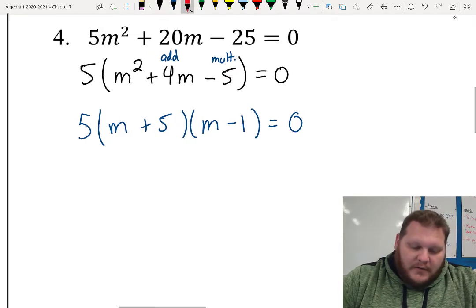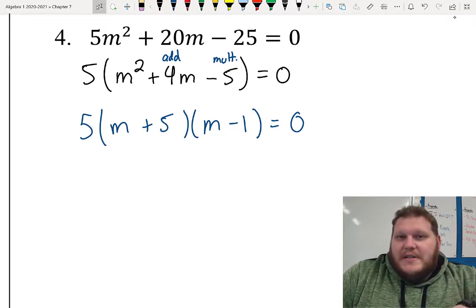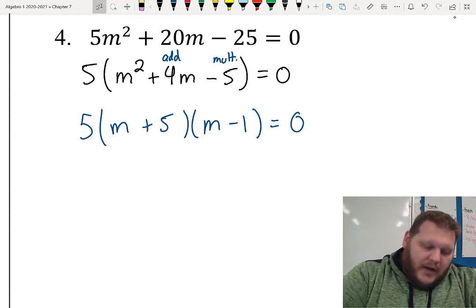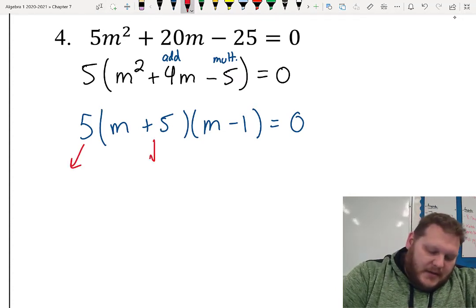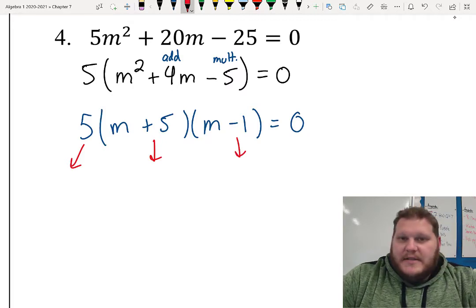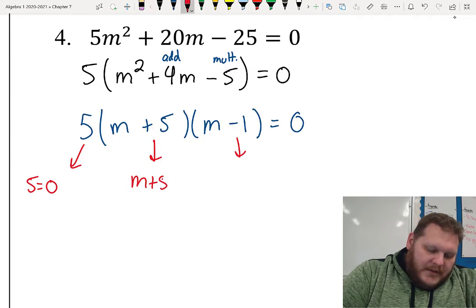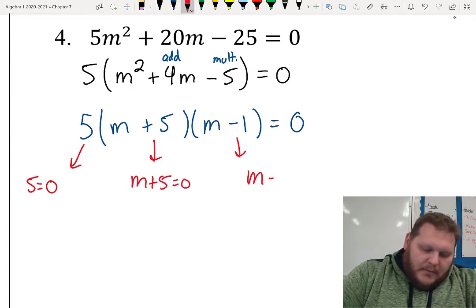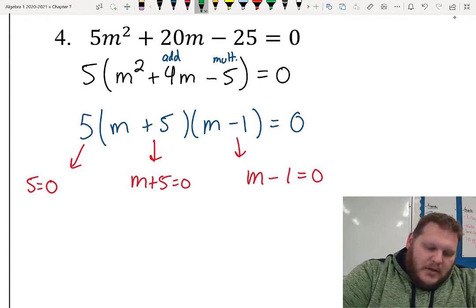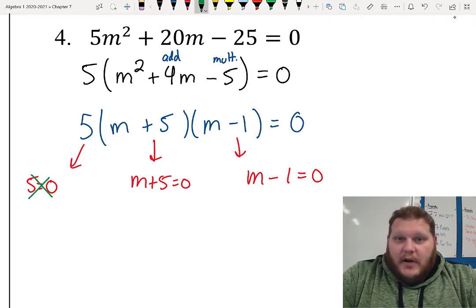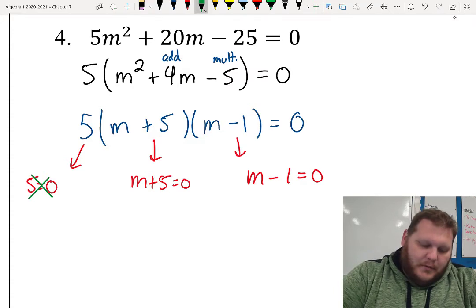Now, when I go to solve, because my GCF didn't include a variable, it's not going to give me an answer. Right? If you forget that and say, all right, I've got 3 things multiplied together to give me 0, I'm going to set each of them equal to 0: 5 equals 0, m plus 5 equals 0, and m minus 1 equals 0. Well, 5 equals 0 doesn't tell us anything because there's no variable involved. There's no m that I'm trying to solve for.